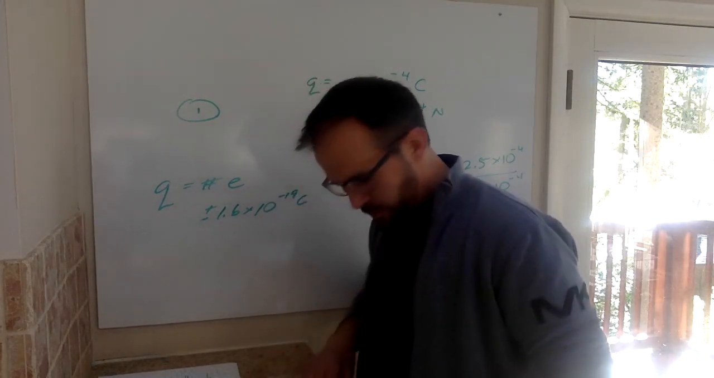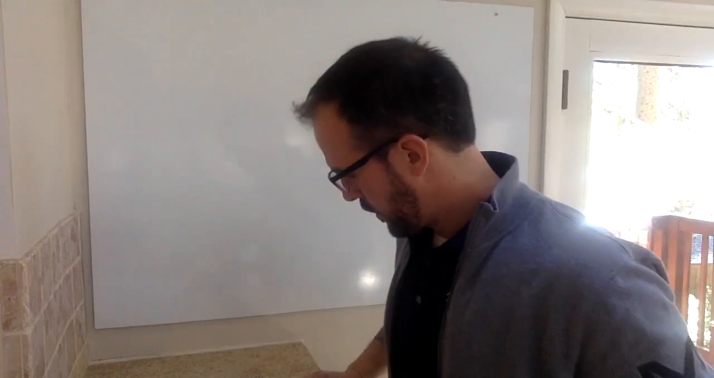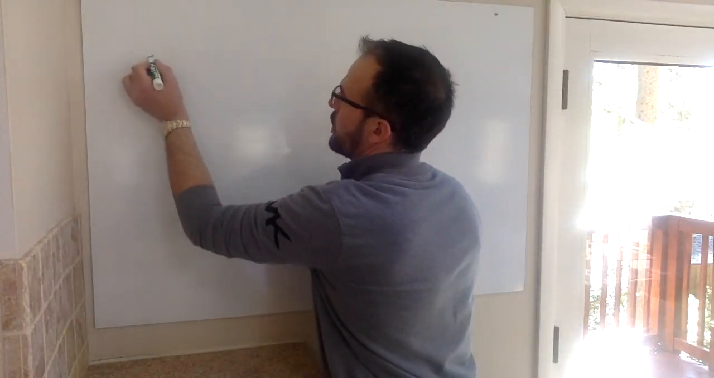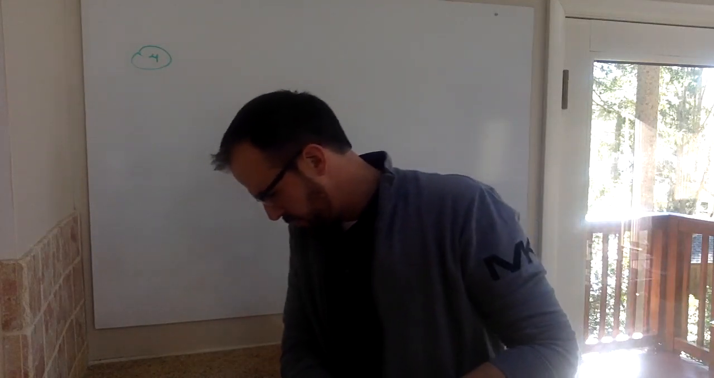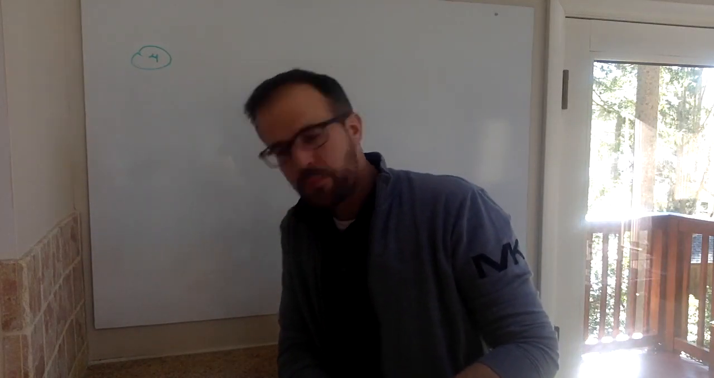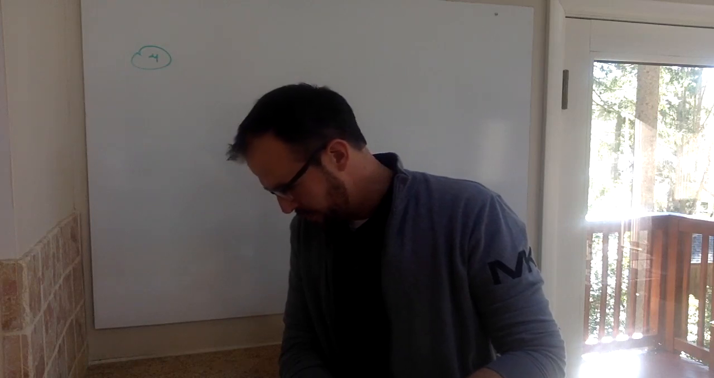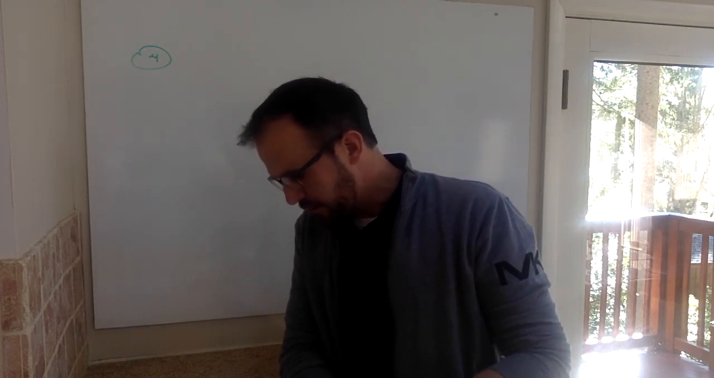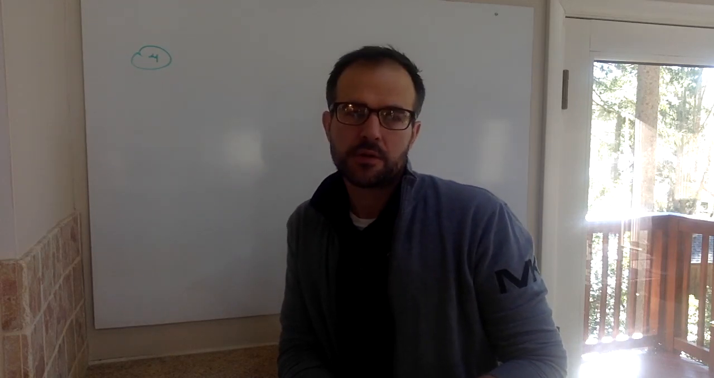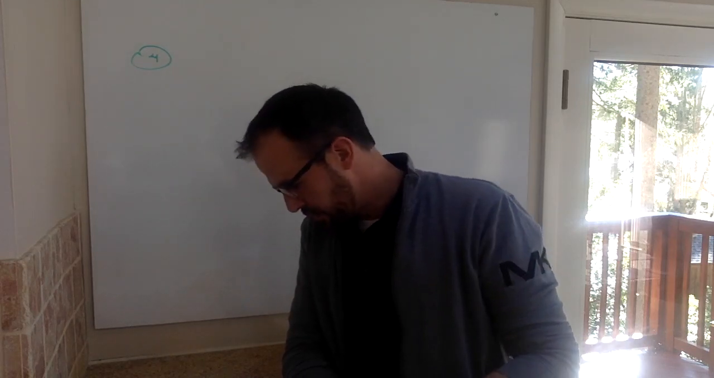Yeah, so let me jump down to number 4. Number 4 has two parts. It talks about a lead nucleus with a charge of 82 protons. Part A is looking for the force on an electron at some distance from the nucleus. So the attractive force of the electron to the nucleus, the positive nucleus.